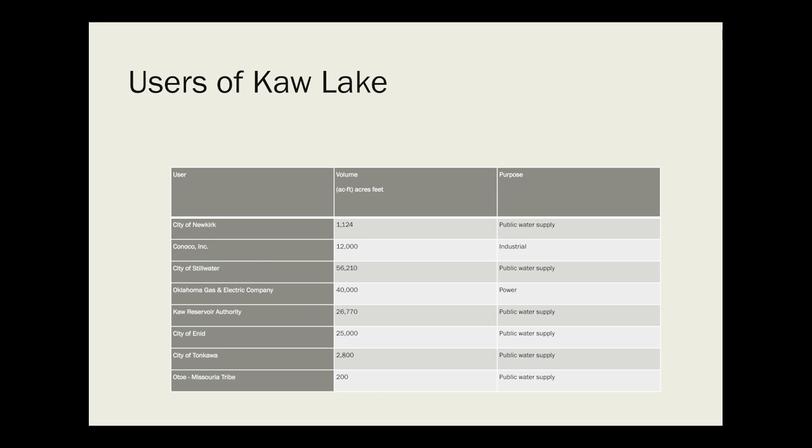Kaw Lake is shared by a number of players, not just the Otoe-Missouria tribe. The Otoe actually has a very small share in Kaw Lake. However, it is an important cultural and recreational resource in their area. So it is important to them that as other users get rights to use water in this lake, the lake retains its vitality as an ecosystem.